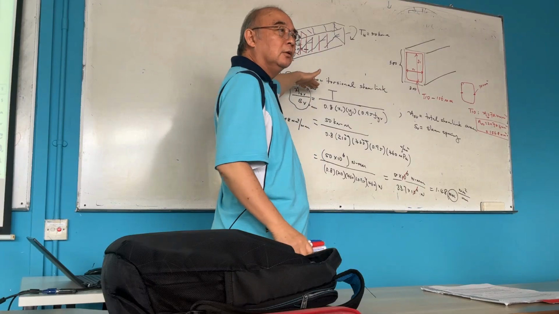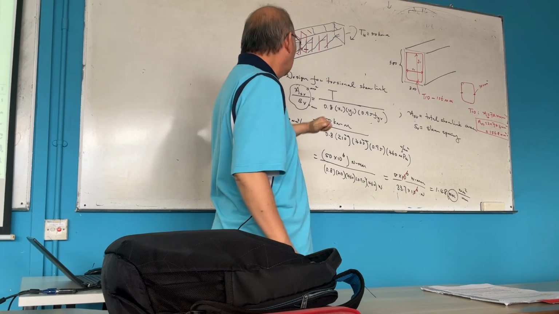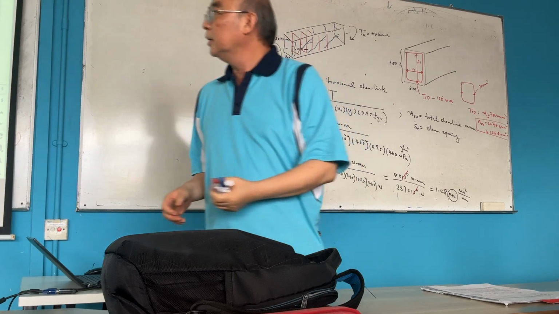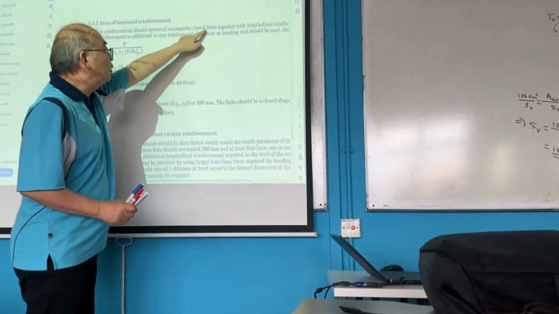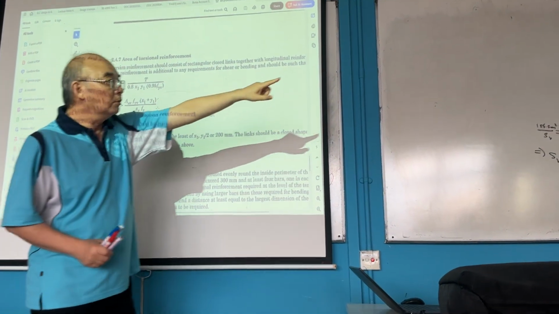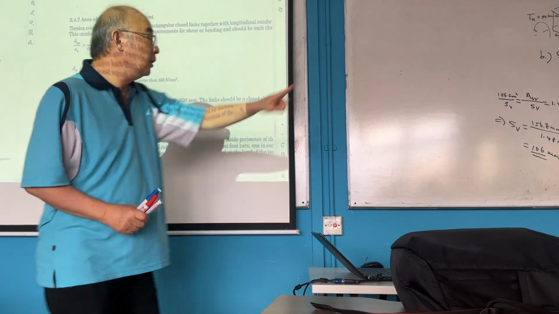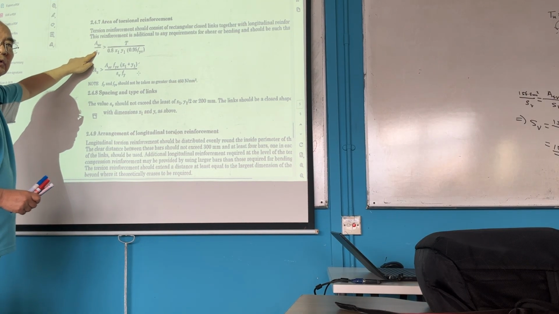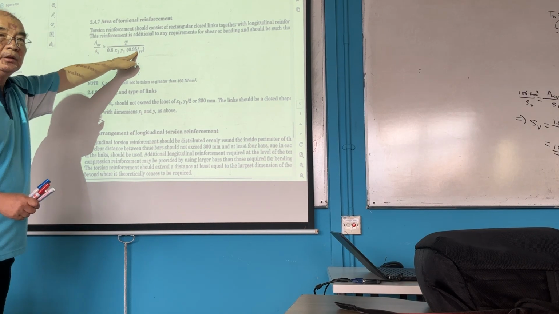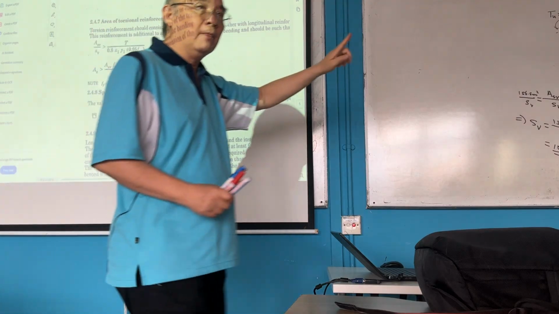So you can see that this is the first equation. Torsional reinforcement should consist of rectangular closed links. So just now is the rectangular closed links, and the equation is given by this ASV over SV equal to this one. Understand?